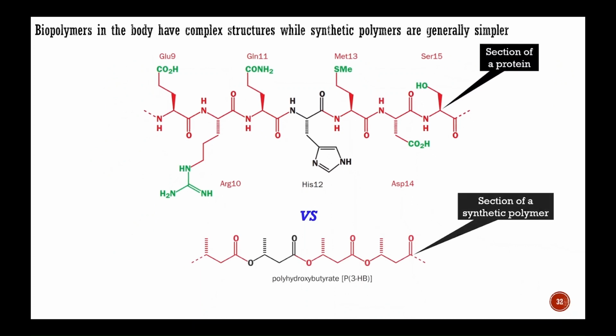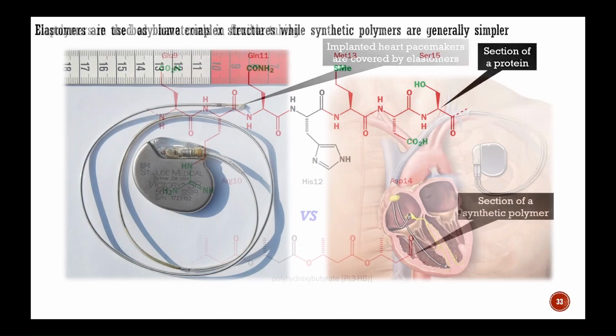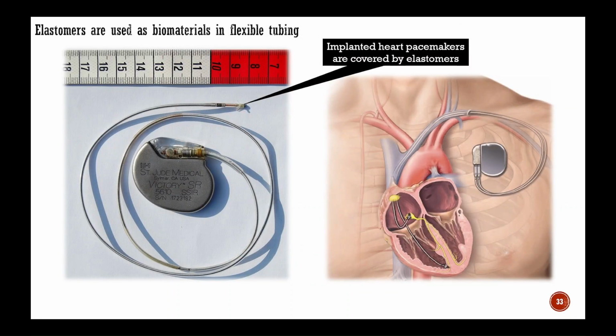In contrast, synthetic polymers are generally simpler, consisting of either a single repeating unit or, at most, two different repeating units. This structural difference is one reason why synthetic polymers are recognized by the body as foreign objects. Another factor is that synthetic polymers often lack polar groups along their chains, limiting their ability to interact with the body's aqueous environment. Polymers can be characterized by their physical properties.